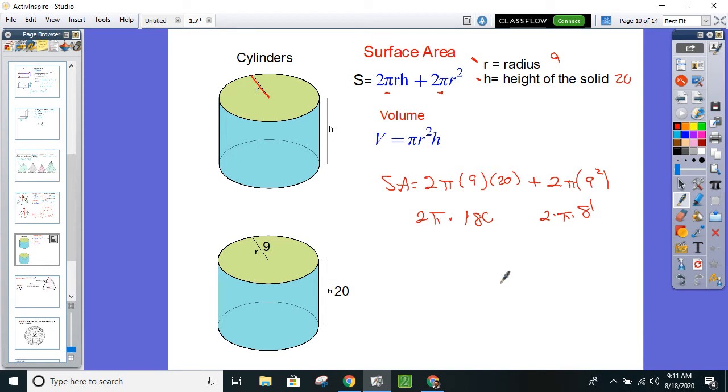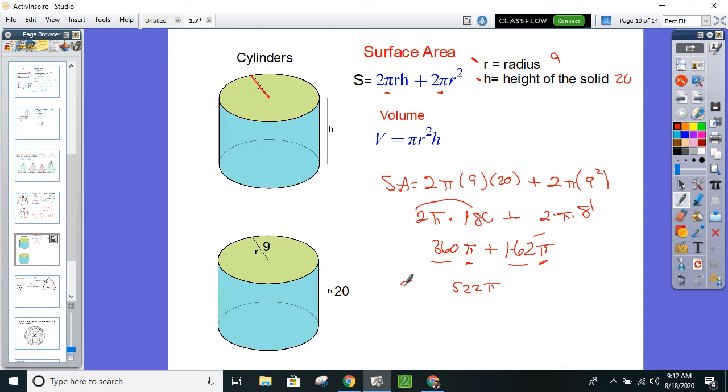Now, let's go ahead and keep it in terms of pi for now. So we're going to multiply just the numbers. So 2 times 180 gives us 360 pi. Plus 2 times 81, which is 162 pi. And then you can add those up, because they both have just a single pi, and just like anything else, because they have the same unknown, you just add them like normal. So 360 plus 162 gives us 522 pi.